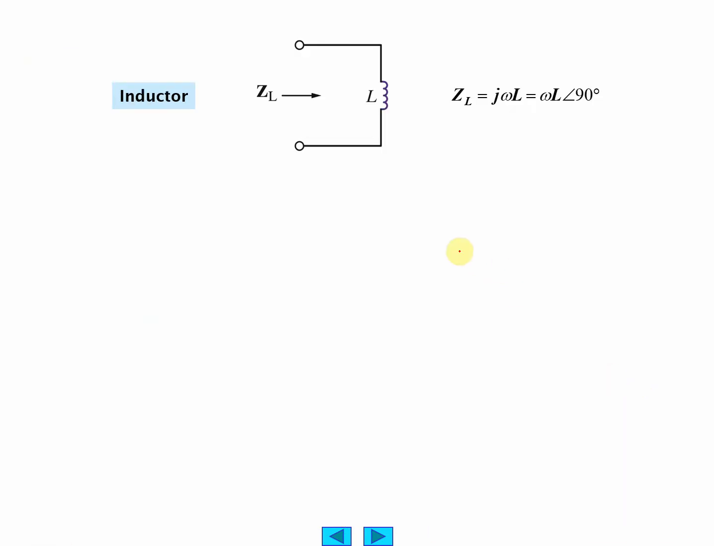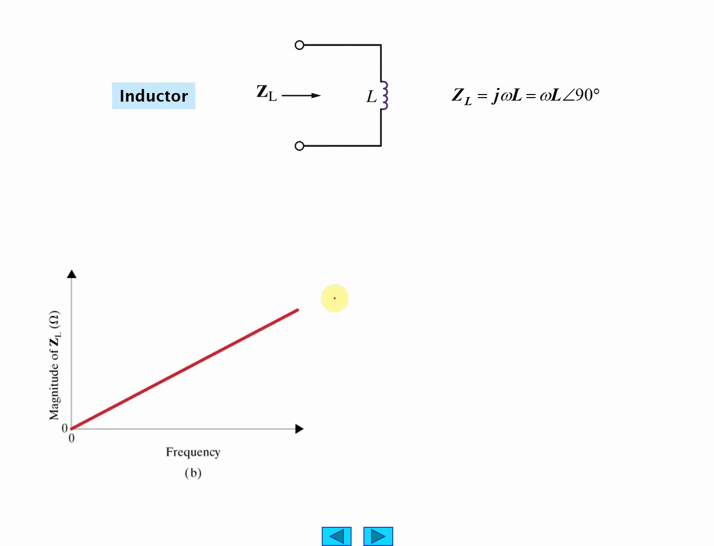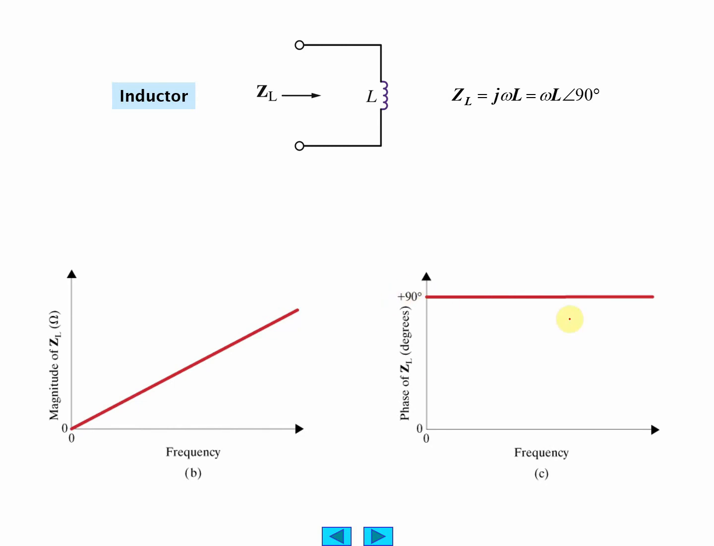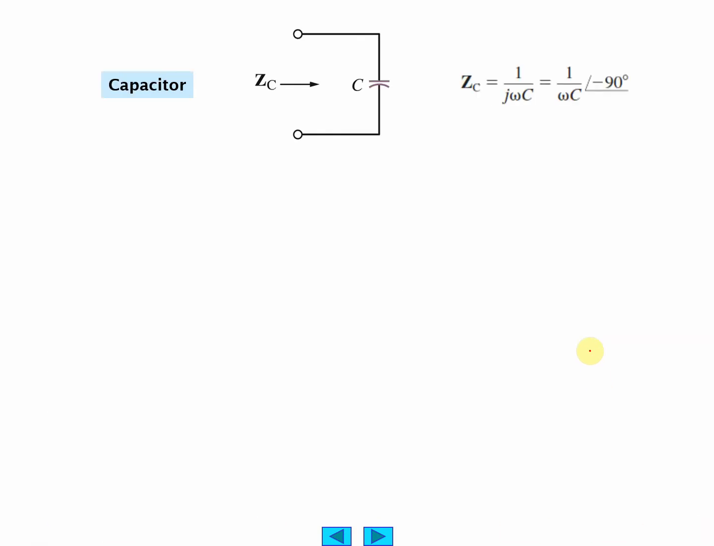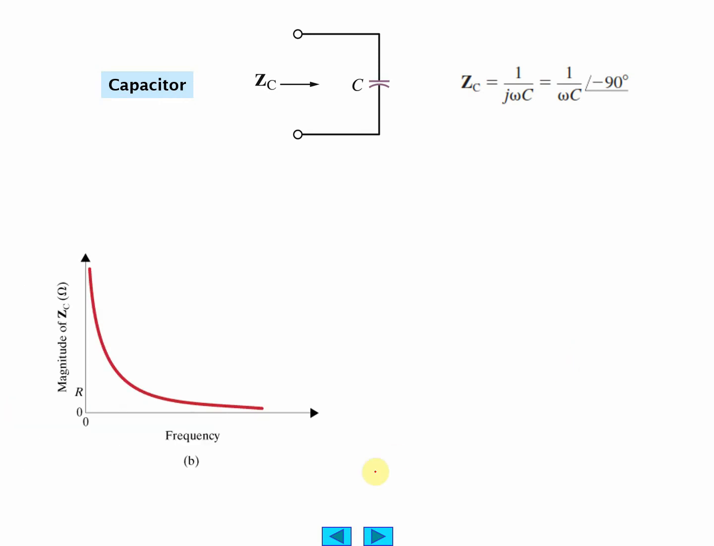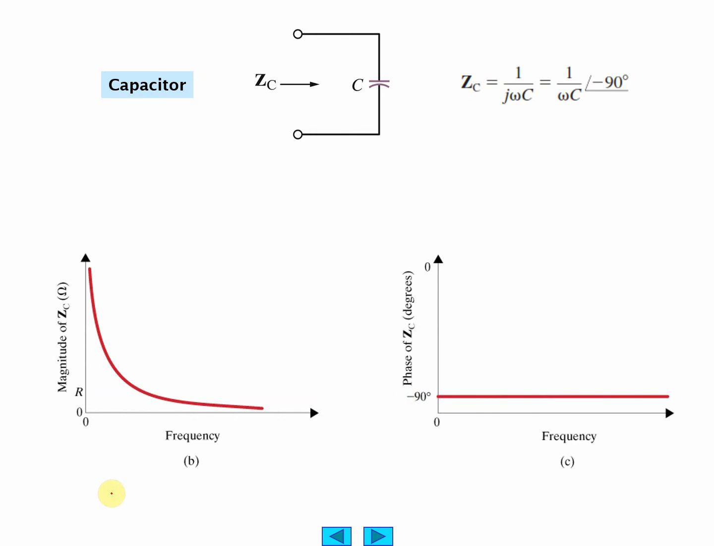Okay, inductor. It has an impedance which is linear with respect to frequency and always a 90-degree phase angle. The current always leads the voltage. Capacitance. Impedance is negative 90, just the opposite. Magnitude is 1 over frequency. That's this curve here. And phase angle negative 90.